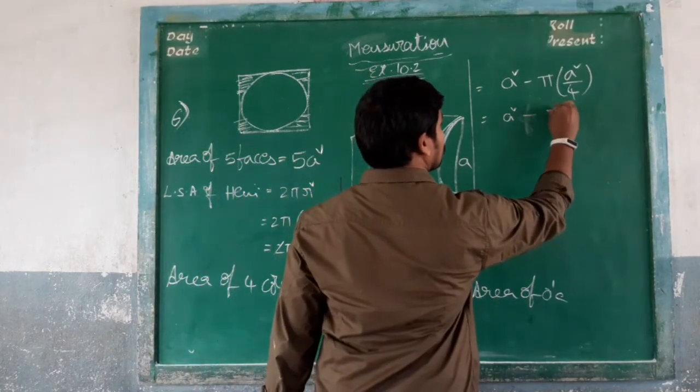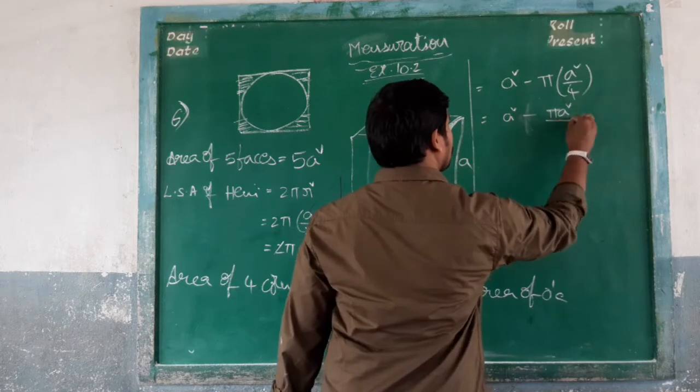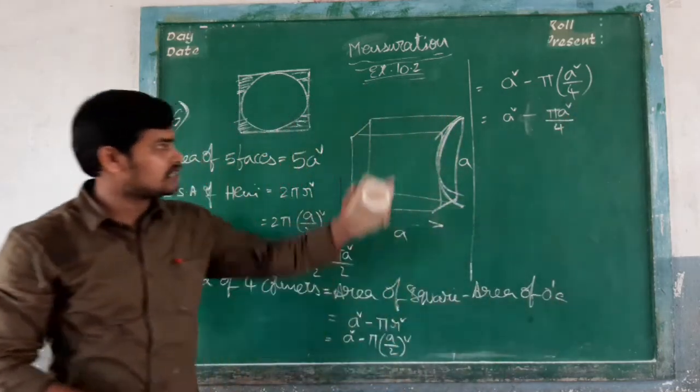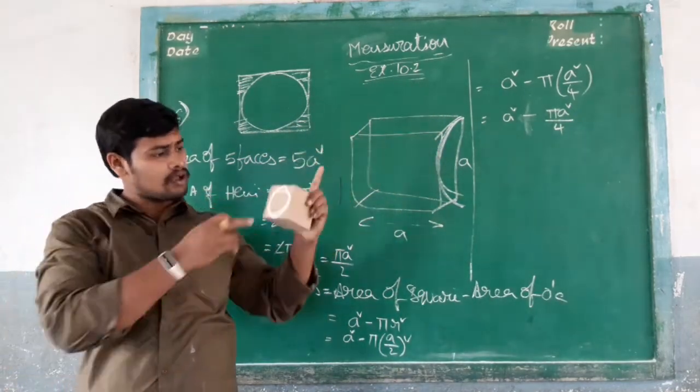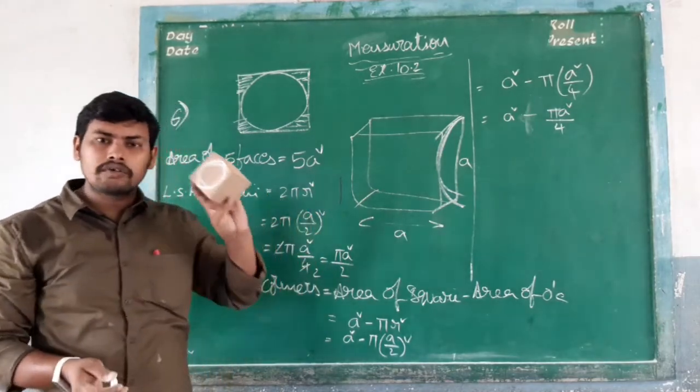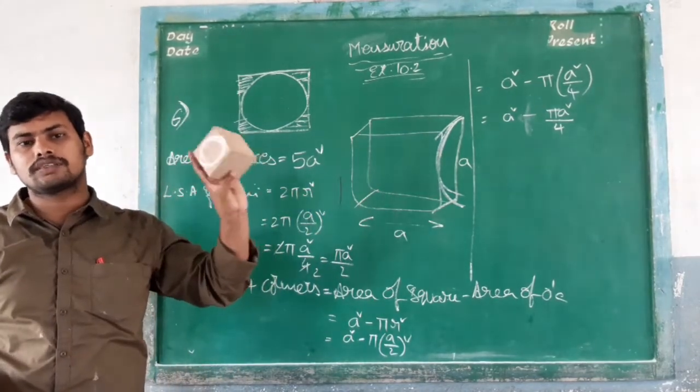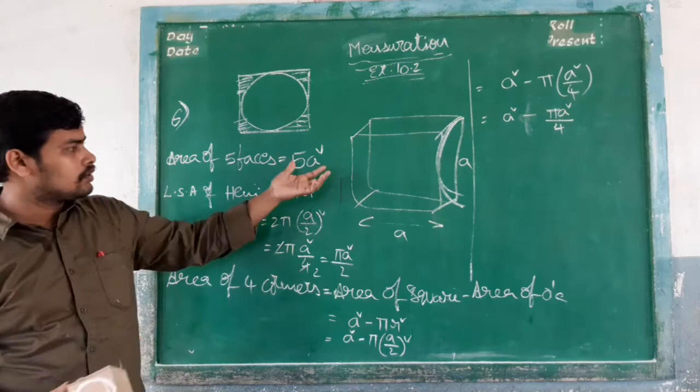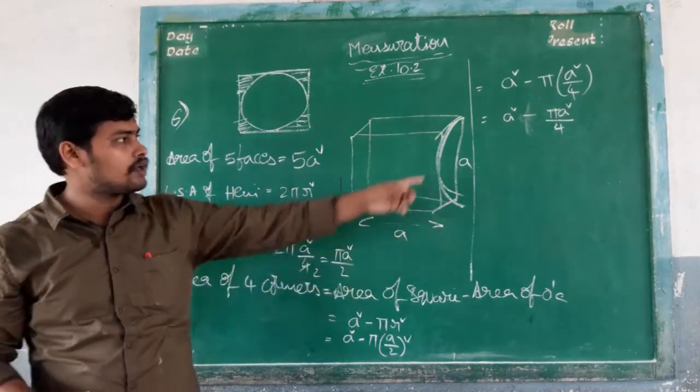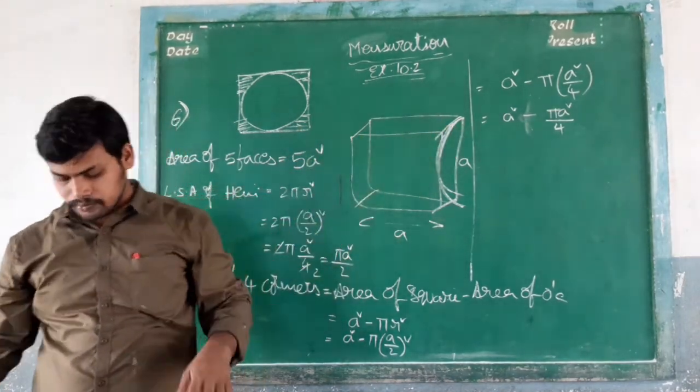minus. So this is the surface area of the 4 corners. Now we have to calculate the total surface area of this solid. So now you have to add this one and also the corner side.